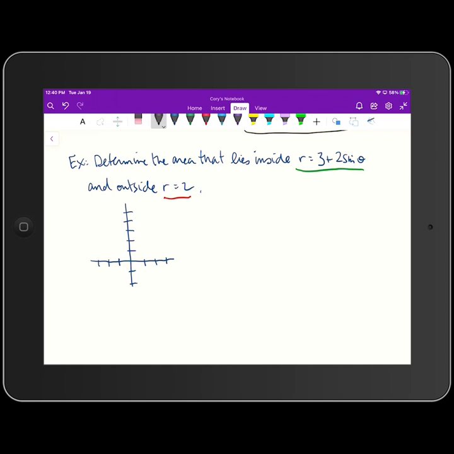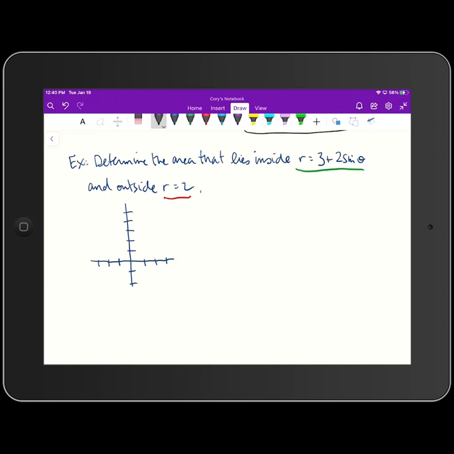Here's what the example asks. It asks us to determine the area that lies inside r equals 3 plus 2 times the sine of theta, and outside r equals 2. Again, determine the area that lies inside r equals 3 plus 2 times the sine of theta, and outside r equals 2.